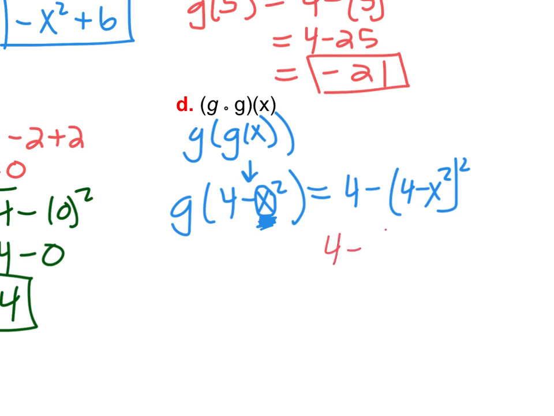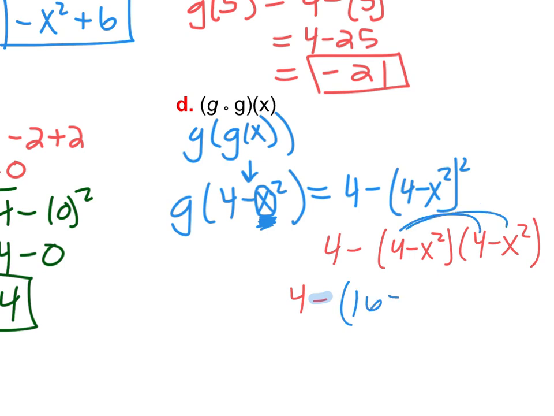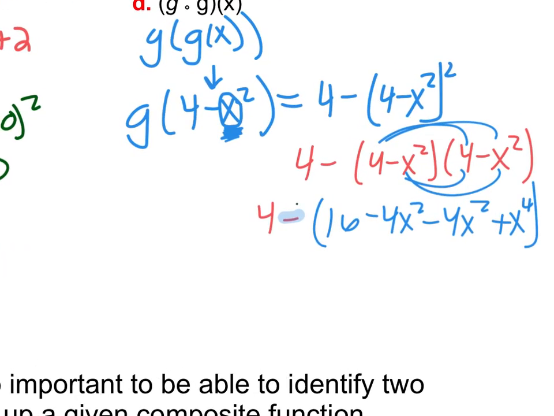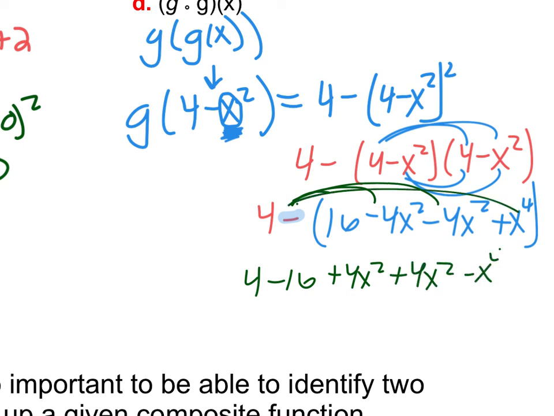Simplifying, we'd get 4 minus, and then 4 minus x squared squared. I would be writing it out twice. 4 minus, and then multiplying. Notice how I'm going to keep my parentheses, especially because we're subtracting. So then if I multiply here, I get 16 minus 4x squared, minus 4x squared, and then plus x to the 4th when I multiply. And then there's a couple different things you could do next. You could combine like terms. I'm going to go ahead and distribute the negative all the way through. So 4 minus 16, and then plus 4x squared plus 4x squared minus x to the 4th.